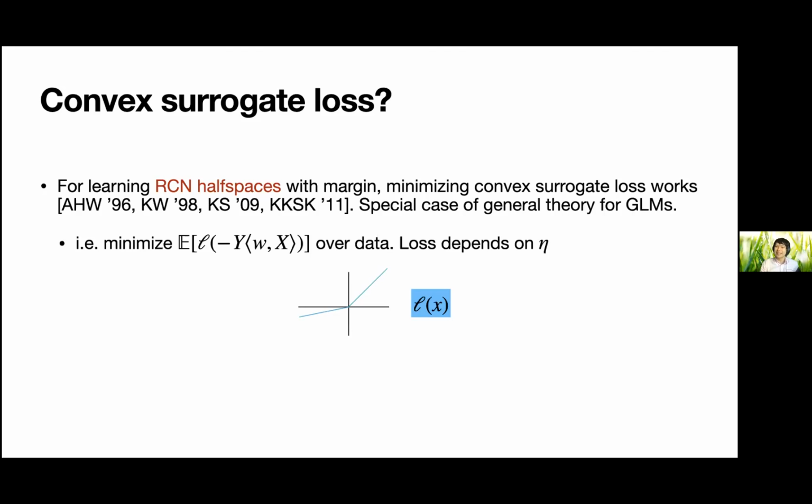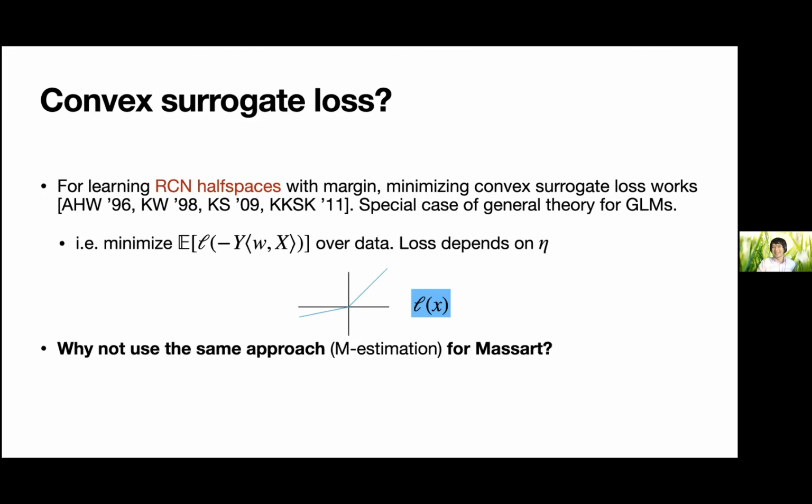But it's good to know that it actually comes from some general theory called the matching loss theory. So there is some systematic way you could figure out that this is the correct loss to use. It's not just an ad hoc thing. You just need to minimize that loss, just like for logistic regression you minimize logistic loss. If you minimize that loss, essentially, you can solve the RCN half-space problem. And we would call that an M estimator in general.